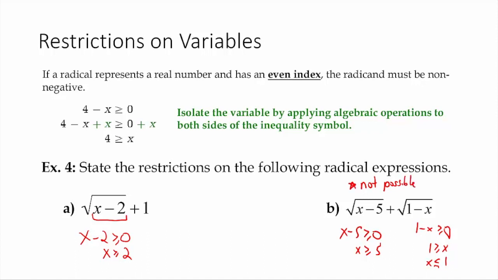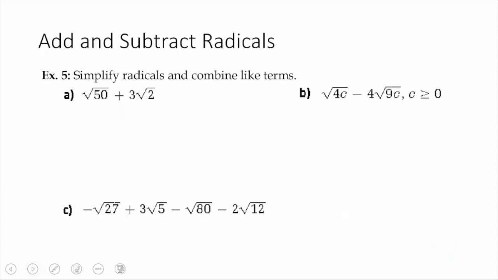And that's a key, is just finding the restriction underneath individual radicals is one thing, but now being able to look at both radicals and come up with a range of values for which they are possible is another thing. So be careful with those moving forward. We'll do a bunch more of those later on.